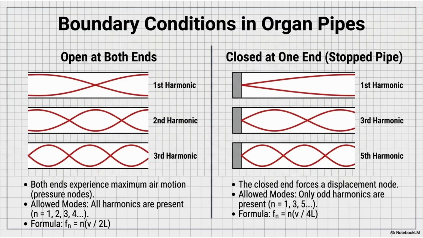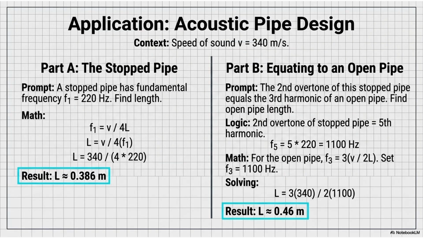Okay, so moving to slide 13, the presentation hits us with a complex acoustic pipe design problem. And honestly, it's a massive logic trap. Oh yeah, professors love this one. So here's the setup. We have a stopped pipe with a fundamental frequency of 220 hertz. Speed of sound is 340 meters per second.